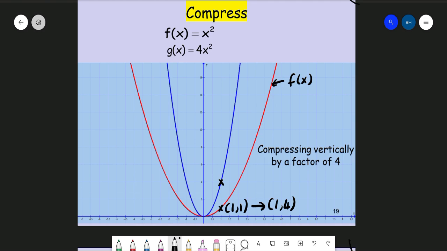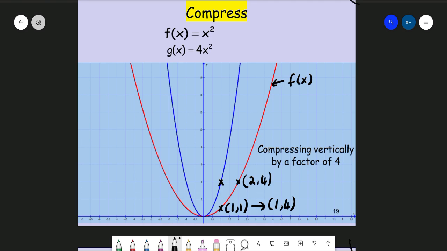In this case, we have 4, right? So we have to multiply the y component by 4. Now, the same thing, for example, if we take on our original function f(x), take another point. For example, we take this point here. This point is (2, 4). All right, (2, 4). Now, that is on f(x).